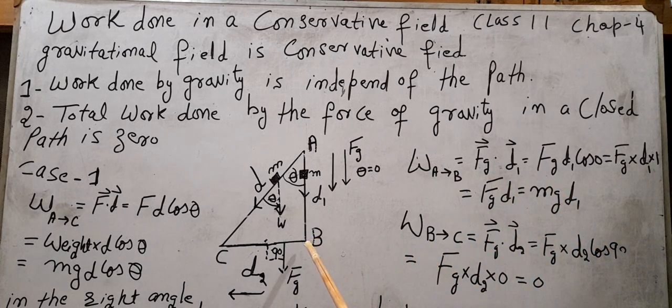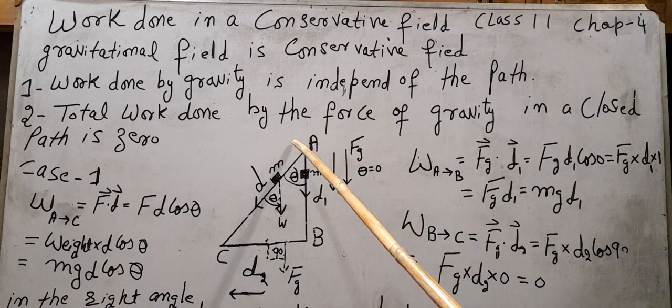Again, now the body is moved from B to C. Now the force of gravity is in this direction, and the displacement covered is along BC. As the angle between these two is 90 degrees, and we know that cos 90 is equal to 0, the work done in moving the body from B to C is equal to Fg, the force of gravity, dot displacement vector d2. This is a dot or scalar product. Therefore, this formula gives cos 90 equal to 0, and the work done in moving the body from B to C is equal to 0.